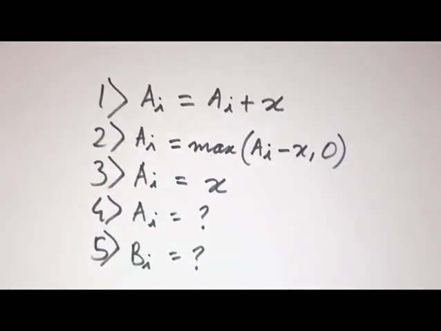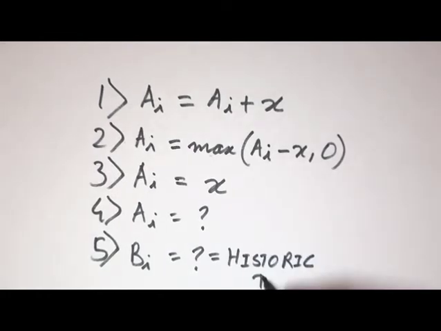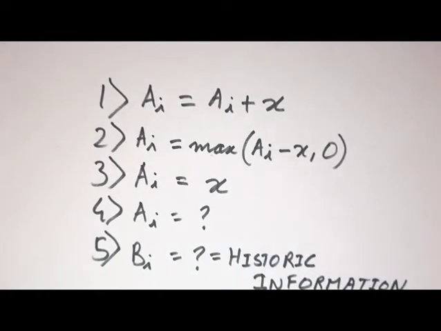Fourth, given an index, output the element in A in that index. And fifth, given an index, output the element in B in that index. One might notice that B stores the historic information in this case. Bi is the max among all the values Ai has acquired till now. How can this be solved now? Take your time, think about different approaches again.